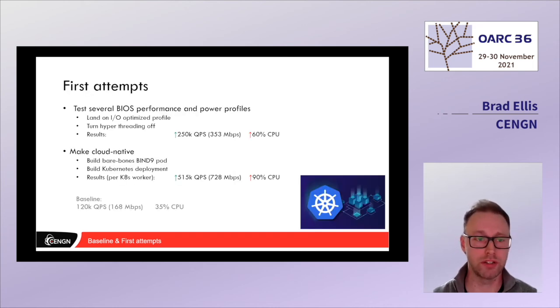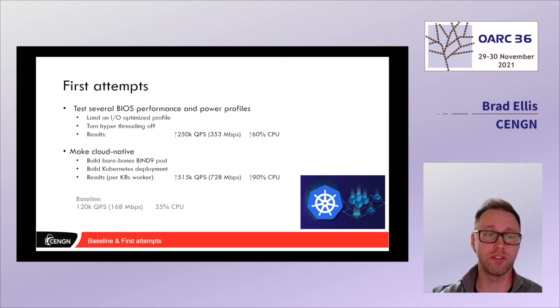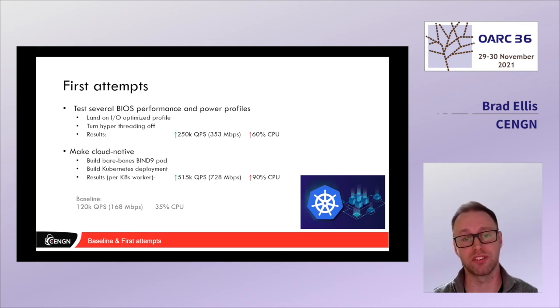So first we did a couple hardware tweaks, changing BIOS profiles, etc. We ran through a bunch of those and eventually landed on an IO optimized profile. We turned hyperthreading off, and we saw just over 100% improvement in that we were able to get around 250,000 queries per second, although that did up the CPU utilization to about 60%. So with that, we started to see a bit of an issue where we could get better numbers, but CPU was growing roughly linearly with those.